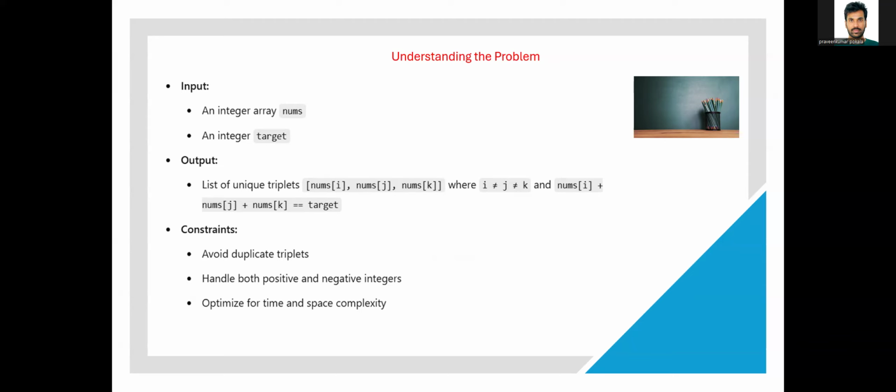A naive approach, the brute force approach, is using three nested loops, which would result in O(n^3) time complexity, which is impractical for large arrays. Hence, we need a more efficient strategy.